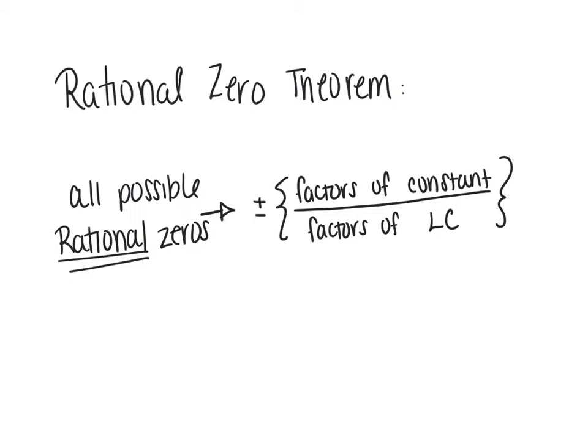So in this video, we're going to be looking specifically at the rational zero theorem. You'll see a summary of it on the board that says all possible rational zeros, and rational just means anything that can be written as a fraction. All possible rational solutions, zeros, have this same form.